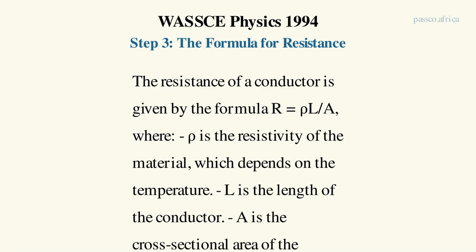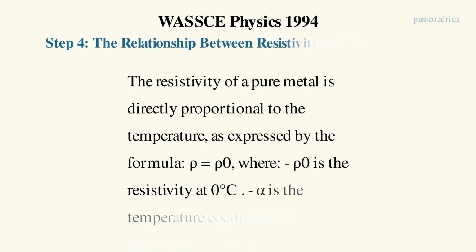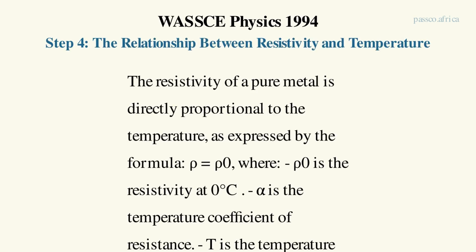Step 4. The relationship between resistivity and temperature. The resistivity of a pure metal is directly proportional to the temperature, as expressed by the formula ρ equals ρ0 (1 + αT), where ρ0 is the resistivity at 0 degrees Celsius. Alpha is the temperature coefficient of resistance. T is the temperature in degrees Celsius.